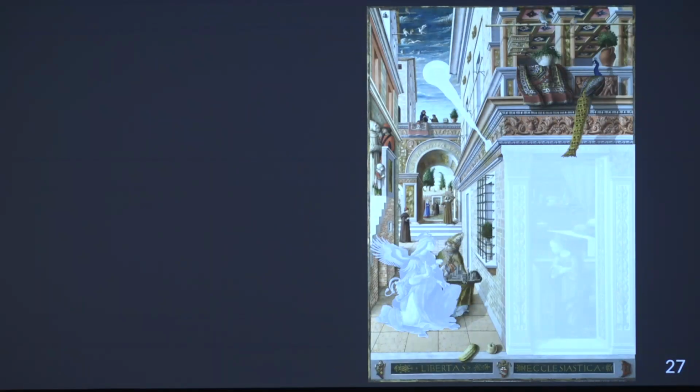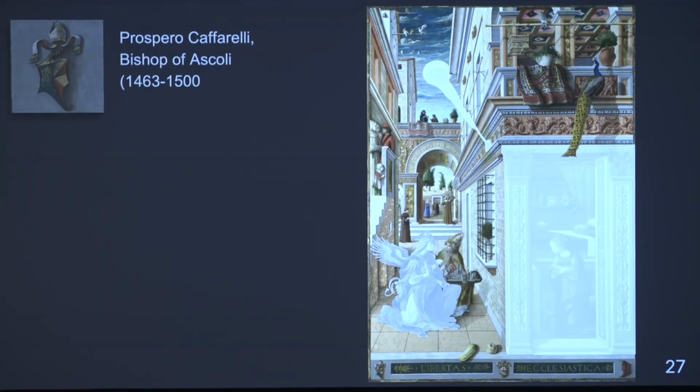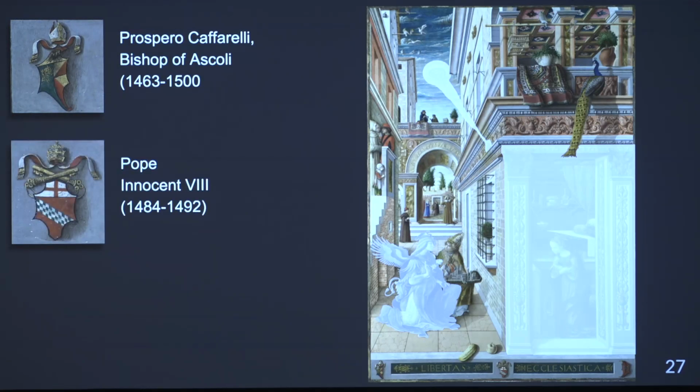And in that city, something is happening. And I'll show you now how to read what is going on in there. We need to start from the very bottom. Just bear in mind, altarpieces are always hanging very high. So even if you don't want to, very often you start from the bottom and you make your way up to the top. And we can find three crests. One belongs to the Bishop of Ascoli, Prospero Caffarelli. As you can see, actually, he was the bishop for quite a long time. At that time, the Pope was Innocent VIII. But the Pope who was actually essential for understanding what is going on here was the previous Pope, Sixtus IV. I'll go back to this guy in a moment.